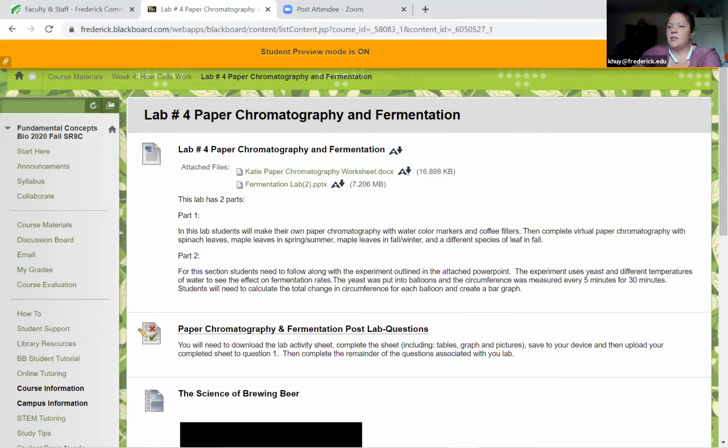Has anyone had a chance to look this lab over? Not just yet. Yep, I get it. I just turned in the other one, right? Okay, so I'm going to share my screen with you. There we go.